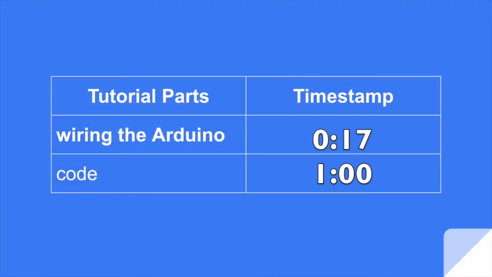First, we're going to wire the Arduinos, and even though one is a transmitter and one is a receiver, the wiring is the exact same. Then we're going to write the code so that we can actually send data from one to the other.